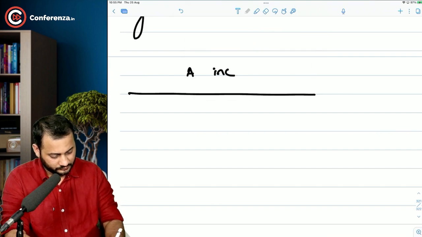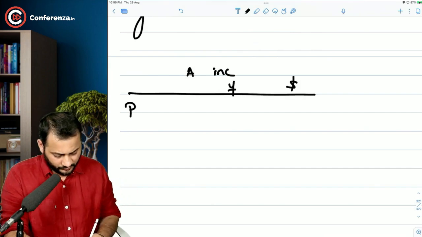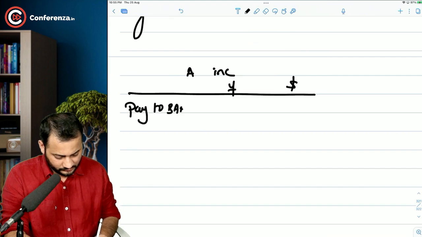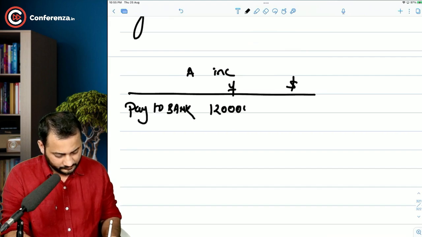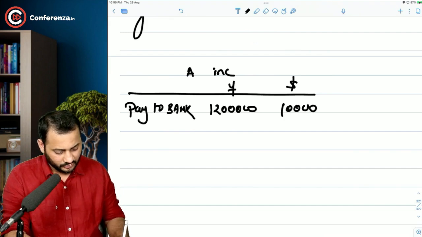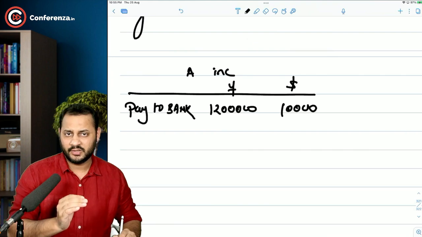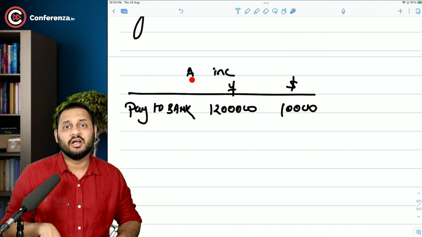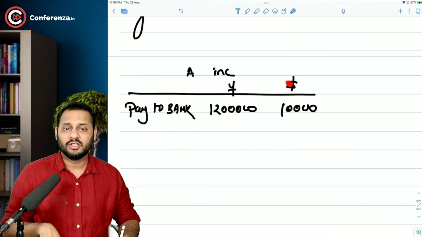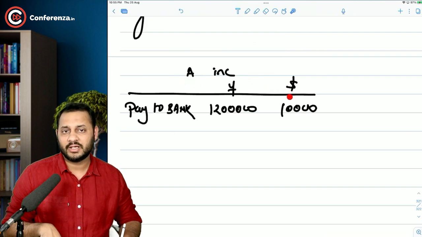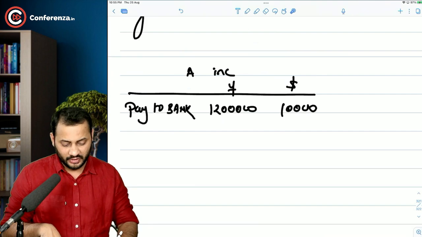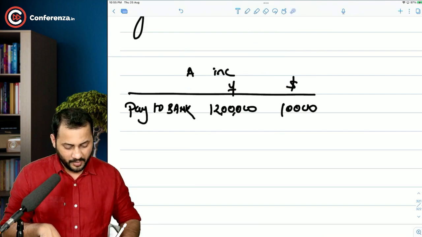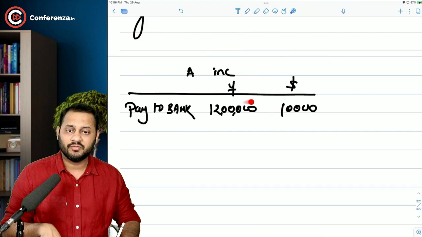A incorporation. This is yen, this is dollar. Equivalent amount, we will call it as pay to bank, 12 lakhs. This is equivalent of $10,000. You can divide this yen loan by 120. So why I'm calculating for A incorporation, dollar loan is the ultimate thing. So all the cost for A incorporation will have to be calculated in dollars. Even if he is paying 12 lakhs to bank, I'm going to divide it by 120 to find out the equivalent dollar amount.